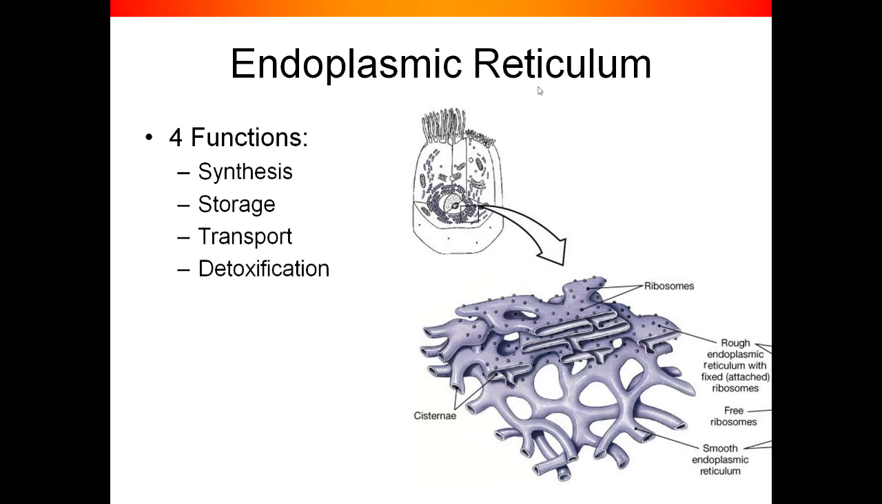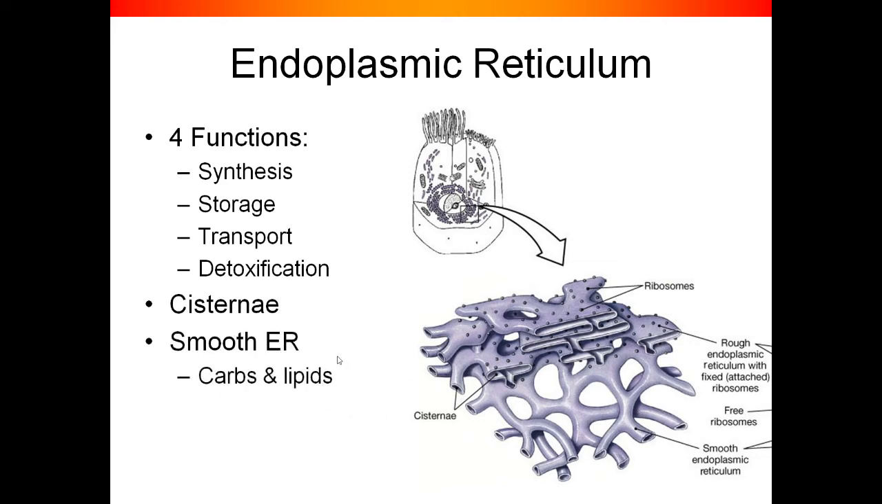And the endoplasmic reticulum is also going to be able to detoxify substances. Drugs and toxins that are absorbed into the cells are going to be neutralized by enzymes that are contained within the endoplasmic reticulum. Now, I mentioned the term cisternae. Cisternae are these hollow tubes and flattened sheets inside the endoplasmic reticulum.